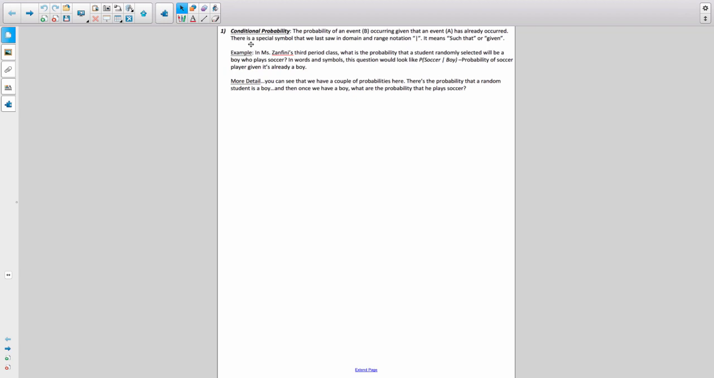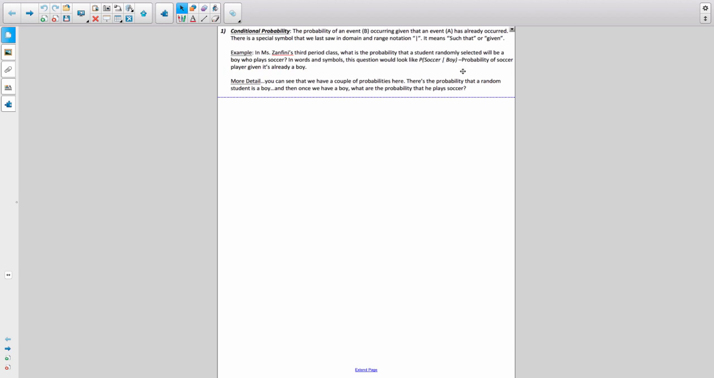So for example, in Miss Sanfini's third period class, what's the probability that a student randomly selected will be a boy who plays soccer? So in other words, what's the probability that we have a soccer player given that it's already a boy? And it can be written like this: what's the probability of soccer given boy?